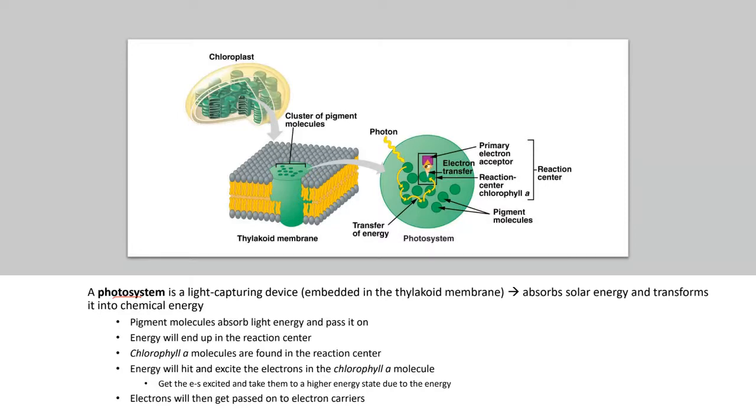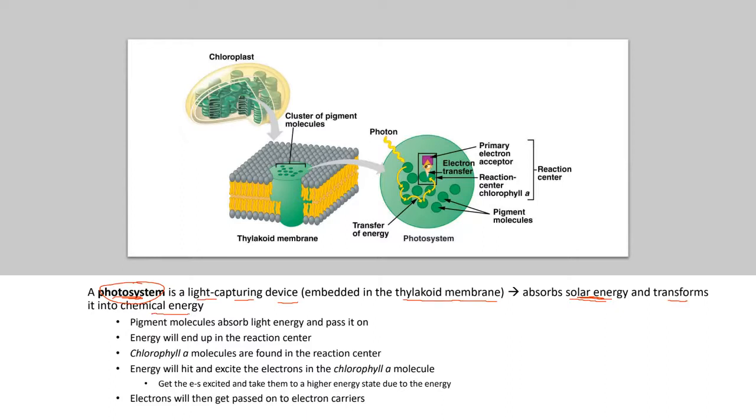What is a photosystem? It's going to be a light capturing device, and they're going to be embedded in the thylakoid membrane. Okay, and what is it going to do? What is this photosystem going to do? It's going to absorb solar energy, and it's going to transform it to chemical energy.